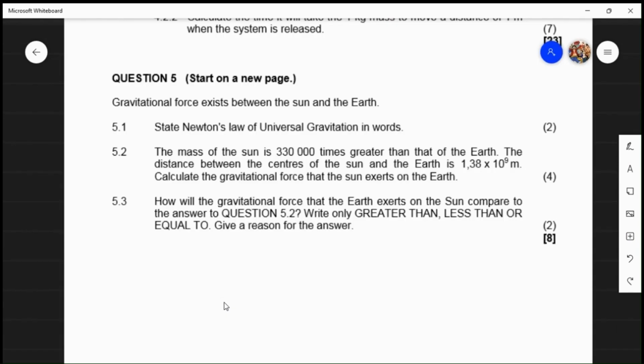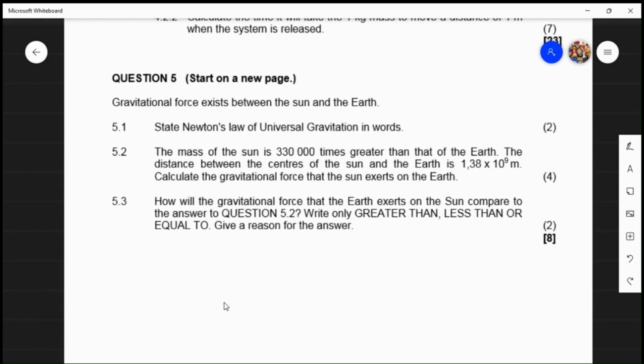Our next question, question 5.3: how will the gravitational force that the earth exerts onto the sun compare to the answer in question 5.2? Now keep in mind question 5.2 was the force that the sun exerts onto the earth. This question wants to find out how the force that the earth exerts onto the sun will compare to the force that the sun exerts onto the earth?